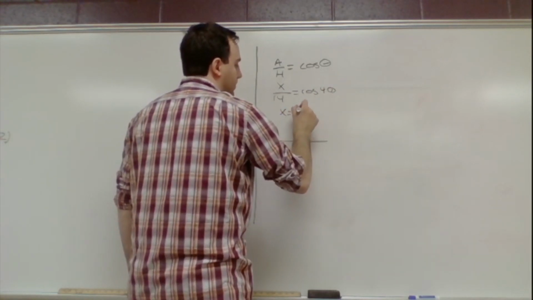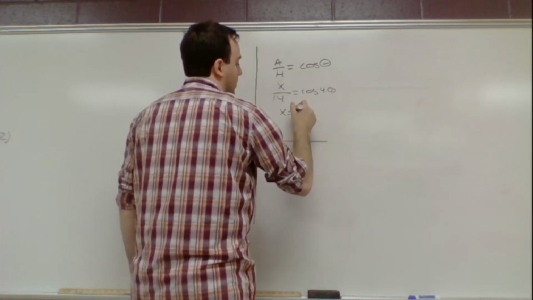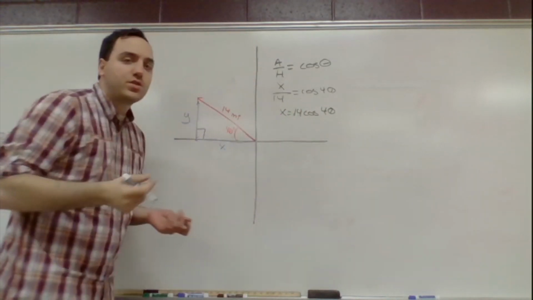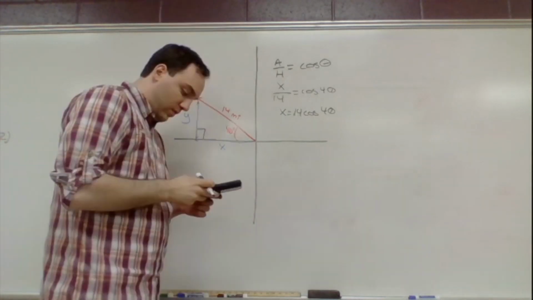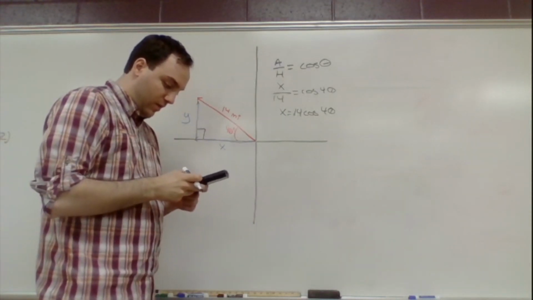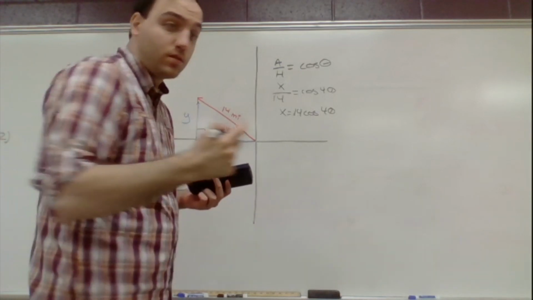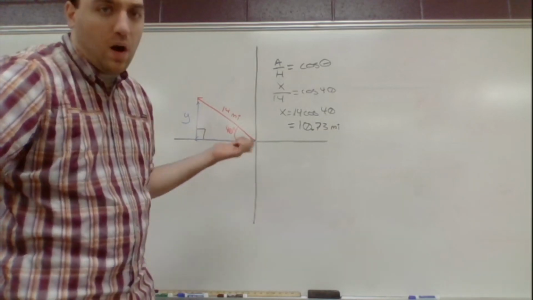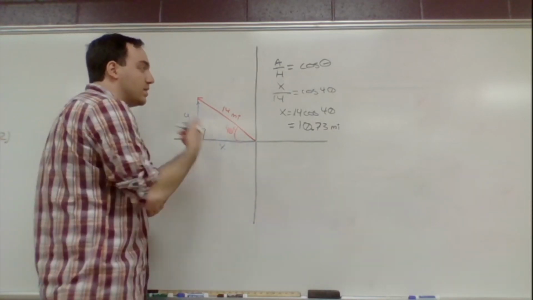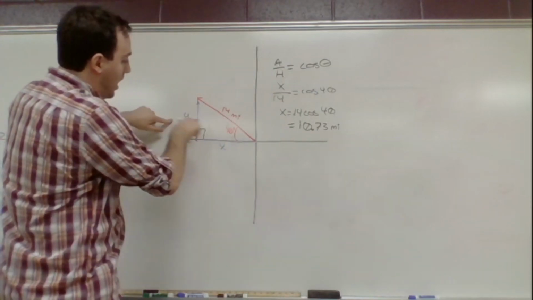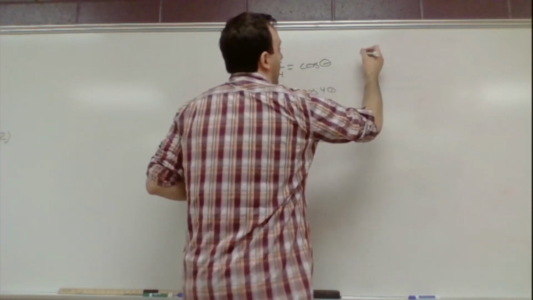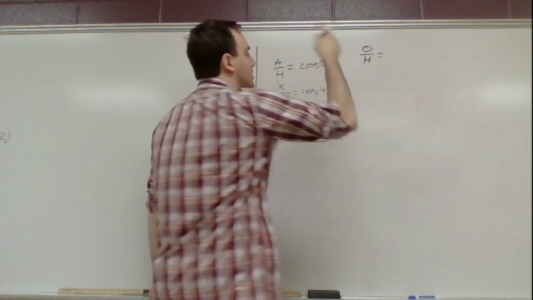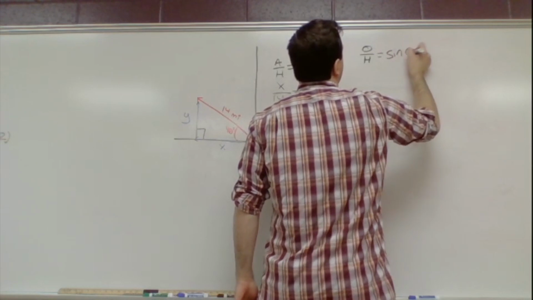Rearrange it: x equals 14 cosine of 40. At which point you just need to go get your calculator. So 14 times cosine of 40, make sure you're in degrees, is 10.73 miles. Awesome. What about y? Well, it's just another side of the triangle. In this case, it is the side opposite our angle, and we have our hypotenuse. So opposite over hypotenuse, think back, is sine of an angle.